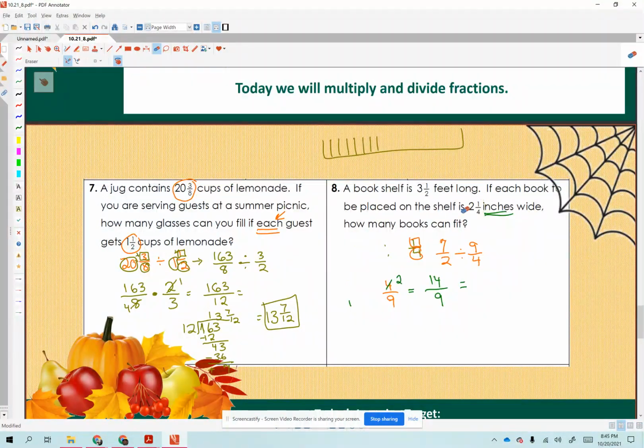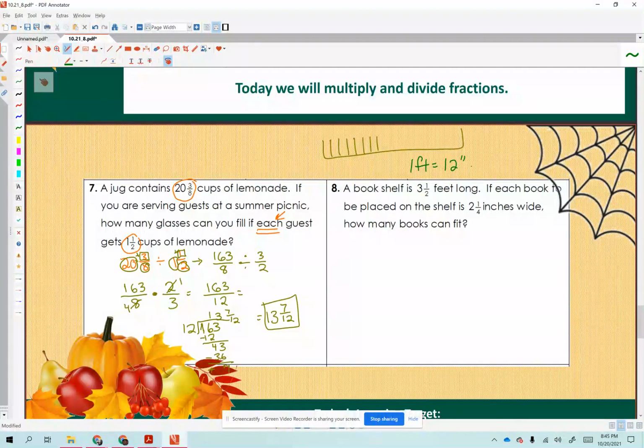Okay, number 8. First thing we need to know is how many inches are in a foot. So 1 foot equals 12 inches. And so we have 3 of them, so that's 36 inches. 1/2 of a foot is 6 inches. So we have 3 times 12 is 36, plus 6, 42 inches. That's what our problem is.